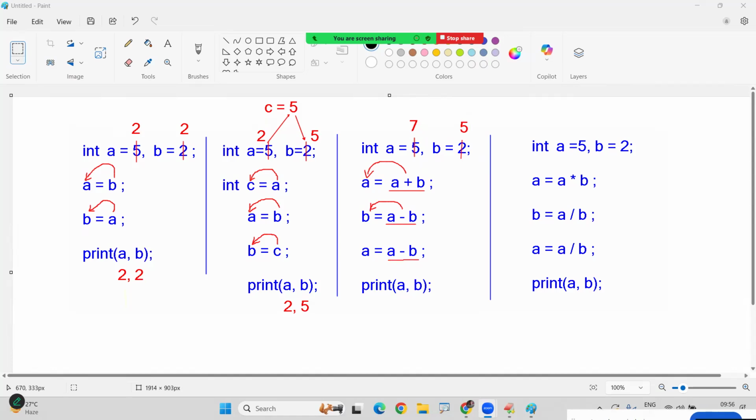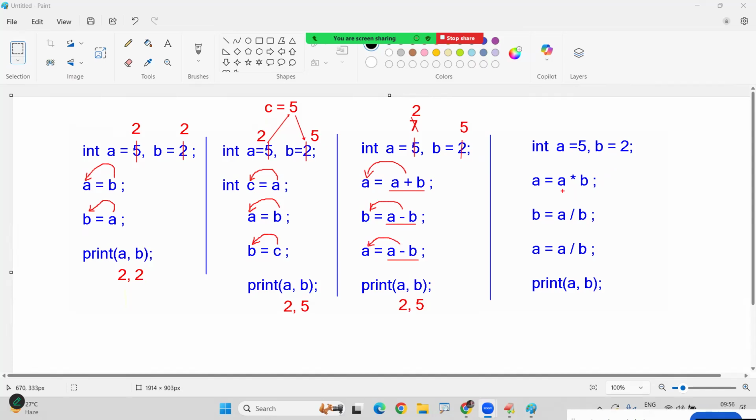Next one, look at this. Again, A minus B. 7 minus 5, 2. 2 will store into A. So what is that output? Is it 2 and 5?